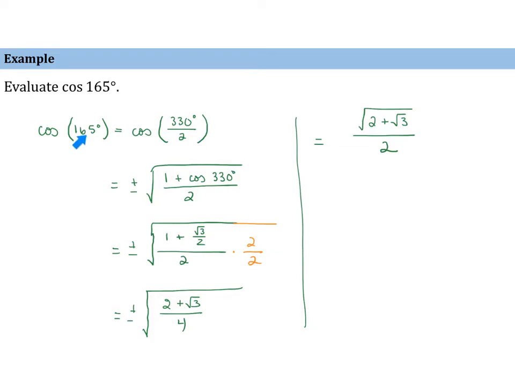And cosine of 165 degrees, is that positive or negative? Because we have positive or negative all throughout here. Which one do we choose? 165 degrees is in the second quadrant, and cosine is negative in the second quadrant. And so we have arrived at our answer.